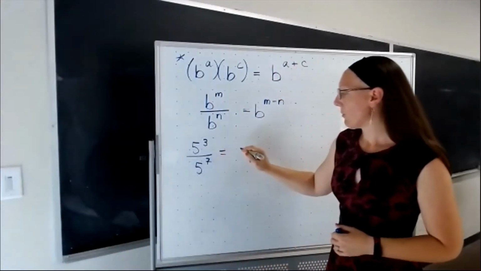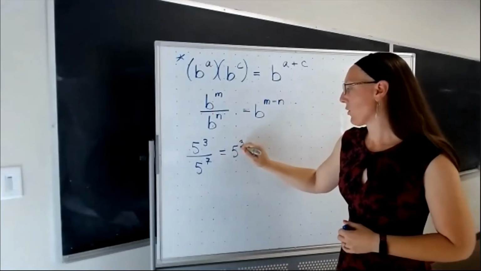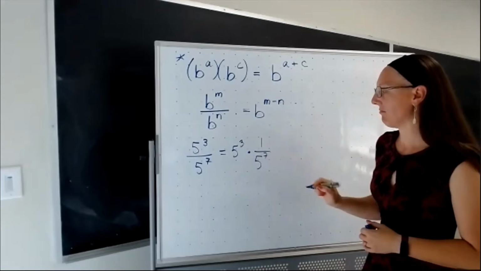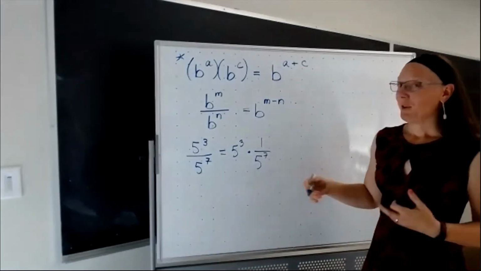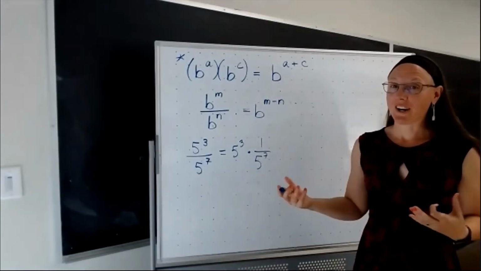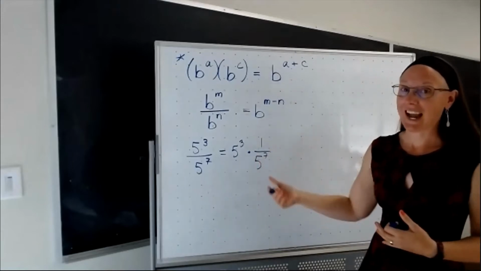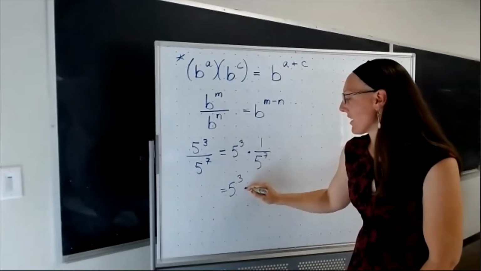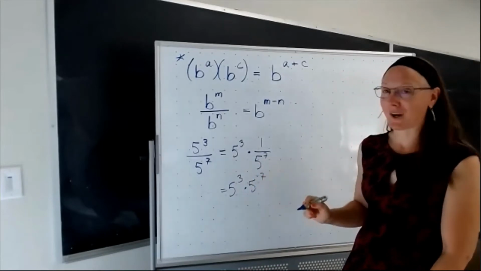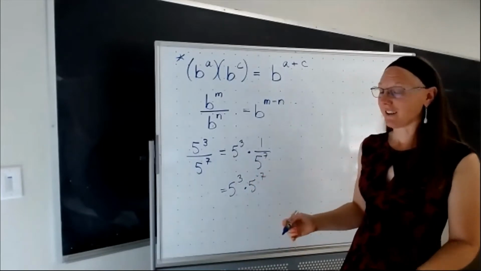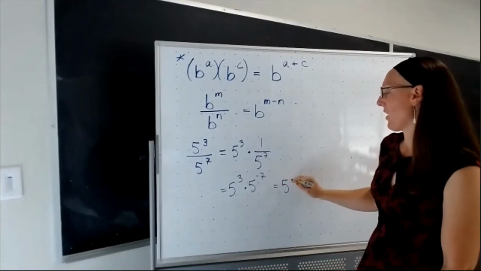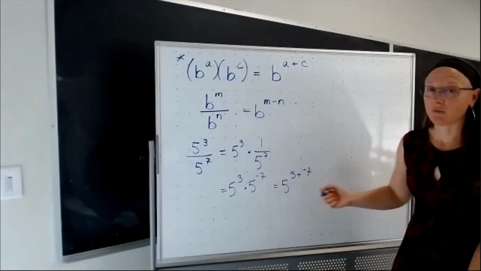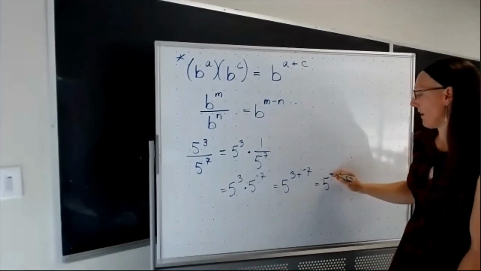I could choose to rewrite that as 5 to the 3rd power times 1 divided by 5 to the 7th power, which we know from our negative exponent property. I could then rewrite that to say 5 to the 3rd power times 5 to the negative 7 power. And then using the additive law of exponents, I could write that as 5 to the 3 plus negative 7. And then if we did the math there, we'd end up with 5 to the negative 4th.